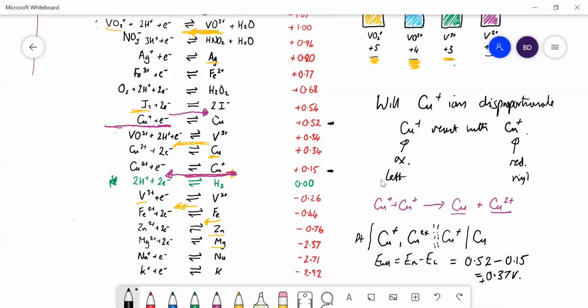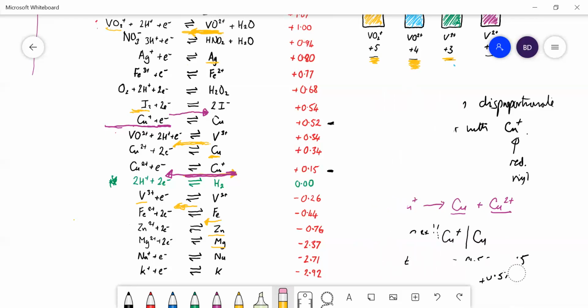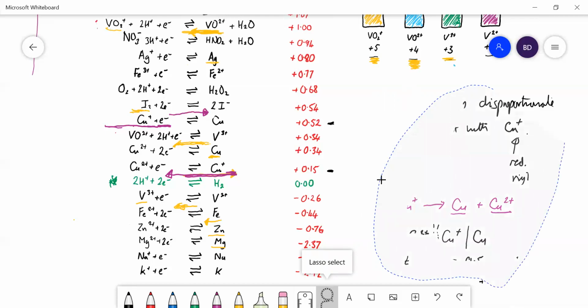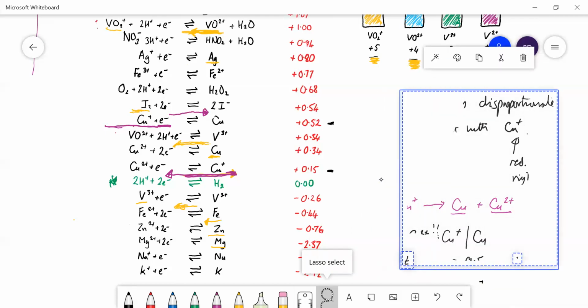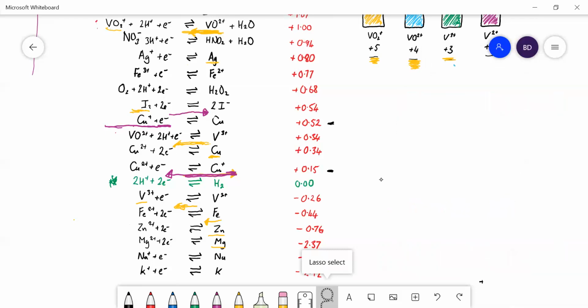Right, let's have another question about disproportionation before we finish up. The question is, will Fe2 plus ions disproportionate? In other words, will one of the Fe2 plus act as an oxidizing agent on the left, and react with the Fe2 plus on the right, which will be a reducing agent.